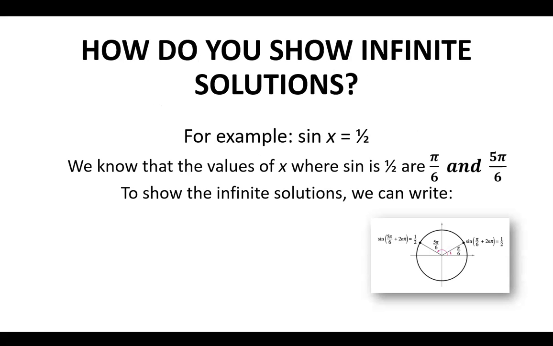Okay, we do know that sine of x is 1/2 at pi over 6 and 5 pi over 6. You can see that there on the unit circle. So how do you show that there's infinite solutions? Well, the way you do it is you say that x is equal to these things plus the period of sine, which is 2 pi, and then we're going to multiply that times n. N meaning that we're going to repeat that period over and over again infinitely many times. Okay, let's try one.